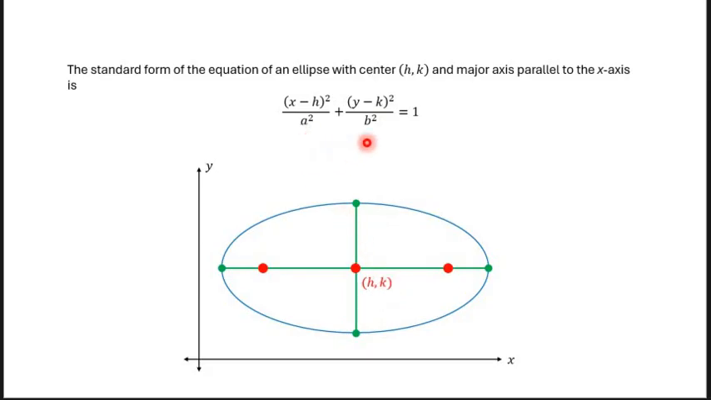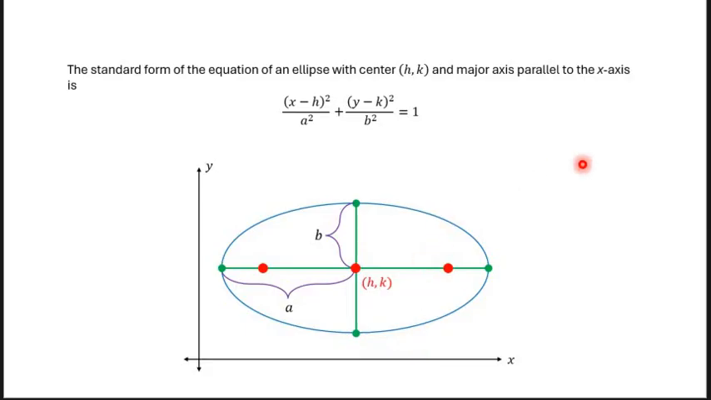The values a and b also play a role in the geometry of the ellipse. A is the distance from the center of the ellipse to both of the vertices. So the distance from this vertex to the center is a. The distance from the center to the other vertex is also a. The value b is the distance from the center to either covertex. So the distance from the center to this covertex is b. The distance from the center to this covertex is also b.